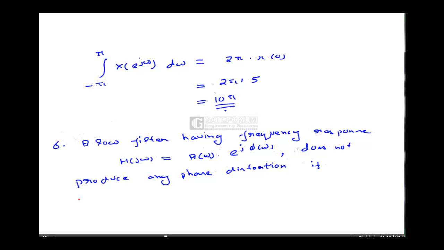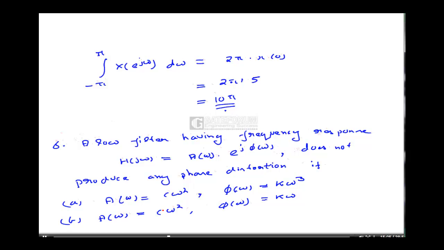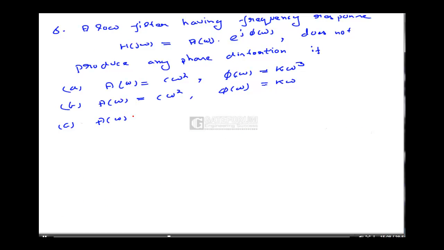First, 4 options are given. Option A is A of omega equal to C omega square, phi of omega equal to Q omega cube. Option B is A of omega is C omega square, phi of omega equal to Q omega. Option C is A of omega equal to C omega. The last is A of omega equal to C. In this the phase condition is phi of omega equal to Q omega square.